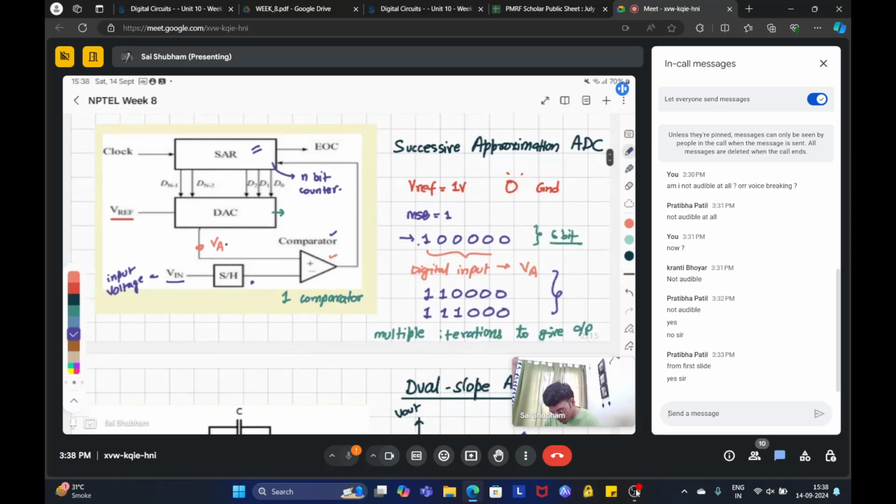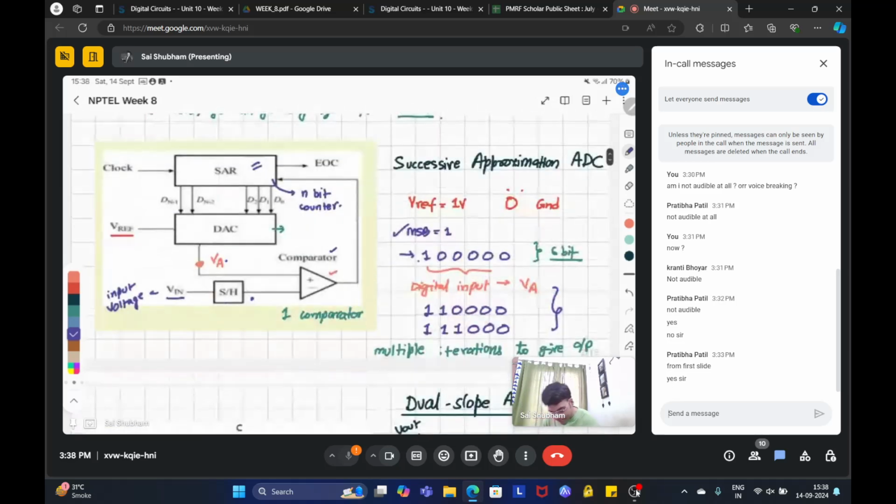As I was explaining, it starts from MSB 1 and the rest zeros, and it keeps on updating. It takes multiple iterations to give the output, so that's the reason it is not the fastest ADC. But it has only one comparator. The comparators are fewer, and that's why the number of iterations is more, so it takes more time. There is a trade-off. If we increase the number of comparators, the output will be available instantly in one iteration only. So that's the logic. We always have this constraint of power, area, time, and accuracy. Fine.